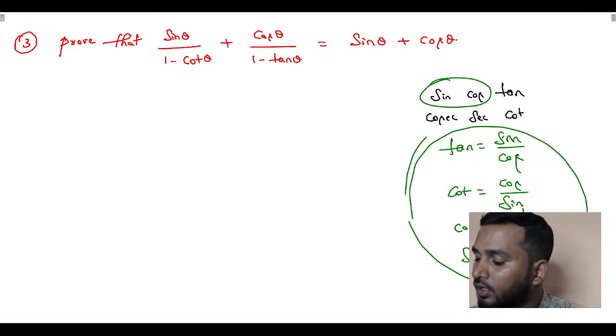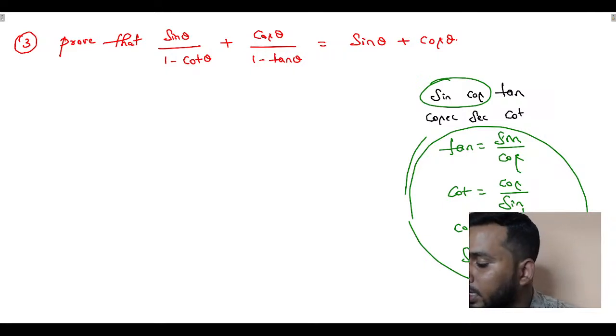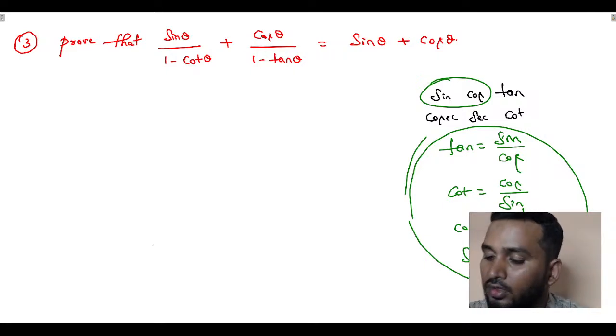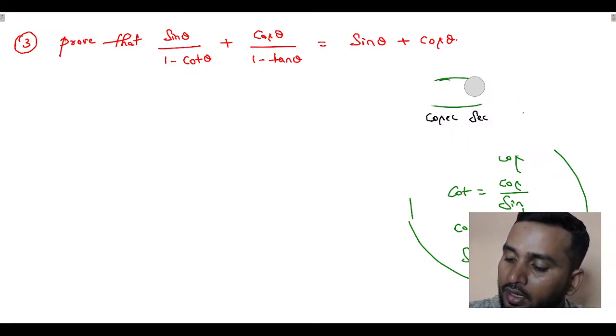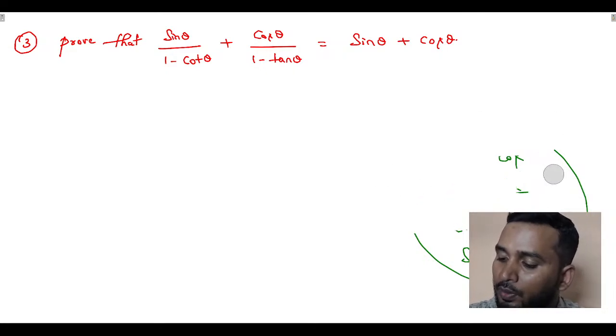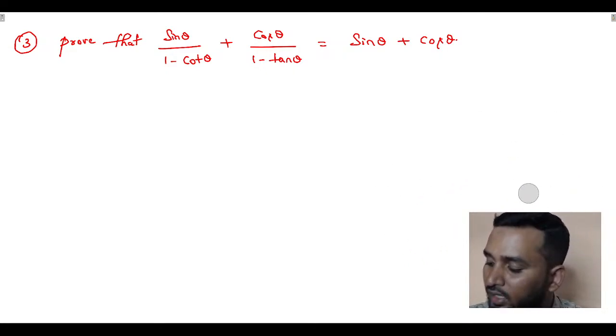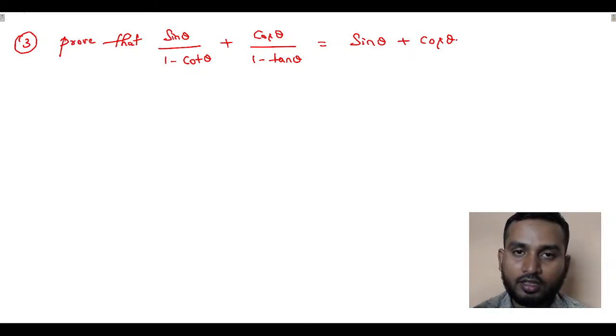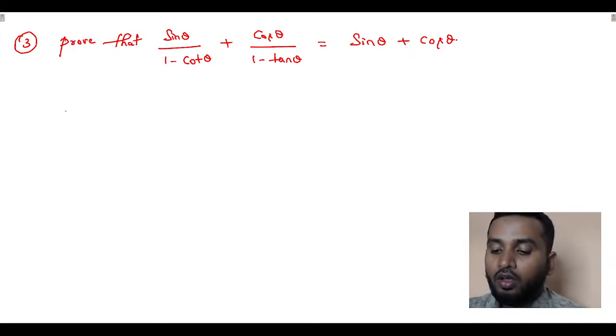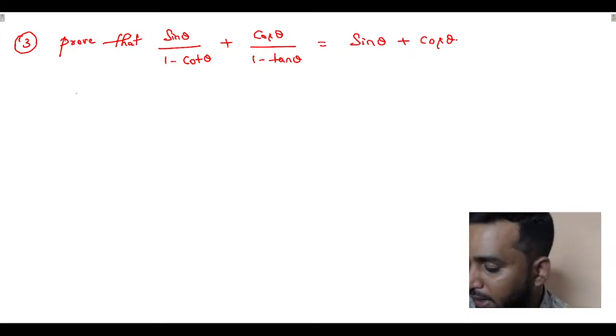Okay. Is this clear? Tan, sin by cos; cot, cos by sin; cosecant, 1 by sin; secant, 1 by cos. Got it? Good. Now, what can we do here in this problem? Very simple. I will show you the steps, follow these steps. That is more than sufficient to solve not only this problem, but any problem related to prove that sum. This is the simple logic. Okay. Now, I will take the LHS part.